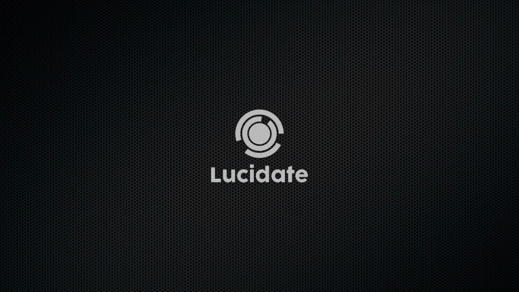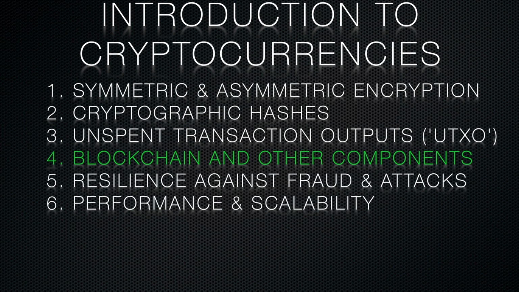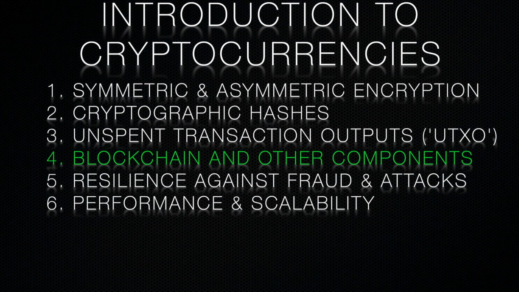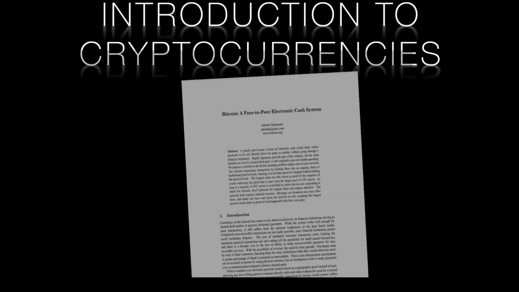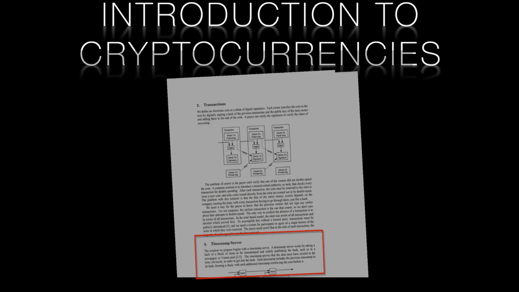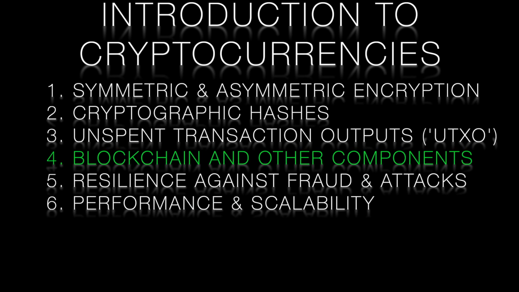Welcome to the fourth video in this series on cryptocurrencies. In this video, we're going to focus on what the architect of Bitcoin referred to as a timestamp server and proof of work to solve the double spend problem. This will introduce us to blockchain and the architecture and plumbing of cryptocurrencies.